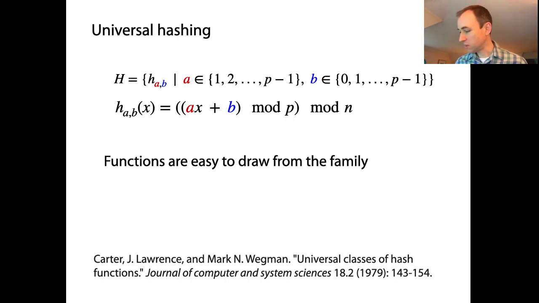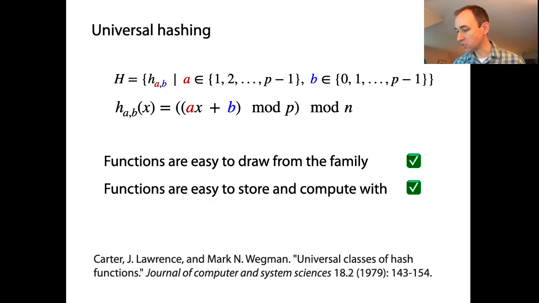So is it easy to draw functions from this family? Yeah, very simple: 2 uniform draws from small sets of numbers. Is it easy to store the hash function? Yep. Once we store a and b and this formula, we have everything we need to run the hash function. And are they easy to compute? Yeah, this is all stuff that modern computers have no trouble doing: just multiplication, addition, and modulus. Modulus, since it involves at least a flavor of division, is one of the harder operations for a processor to do, but we're only doing 2 of them. So it's really not a very big deal, and this is a very efficient function to compute with.